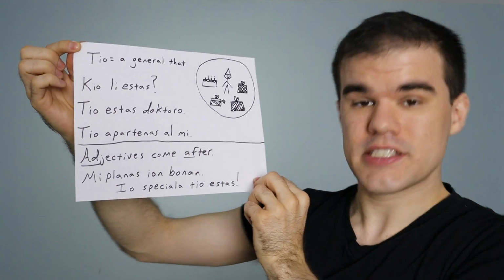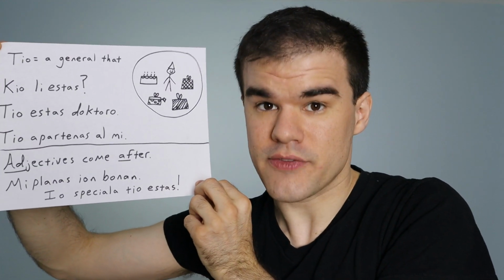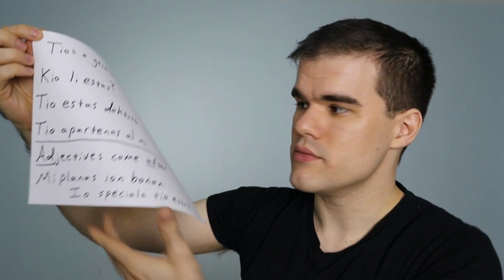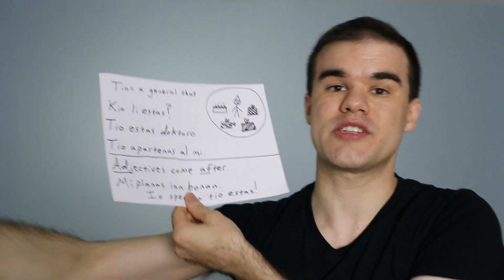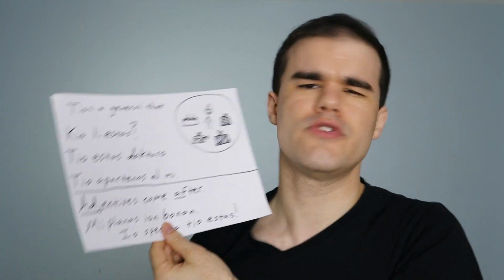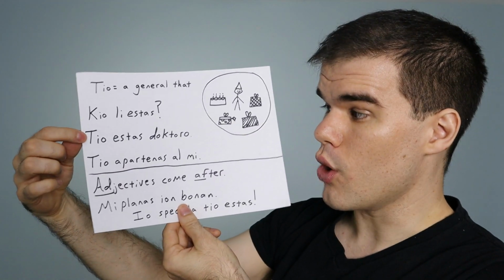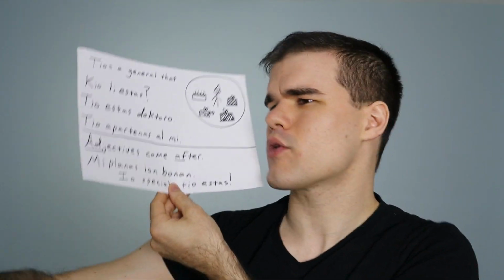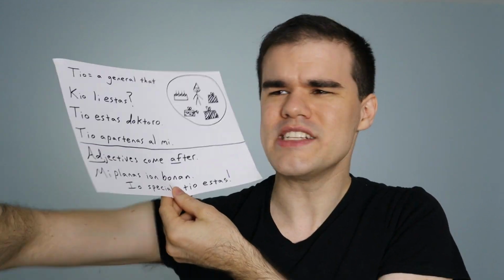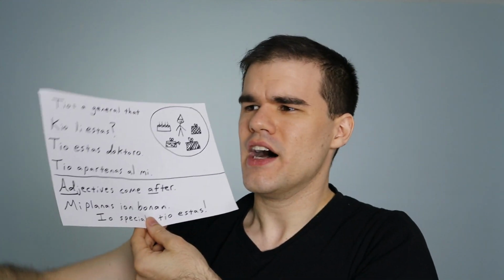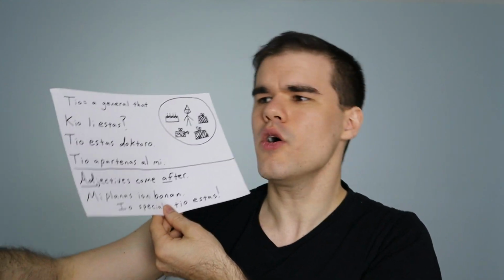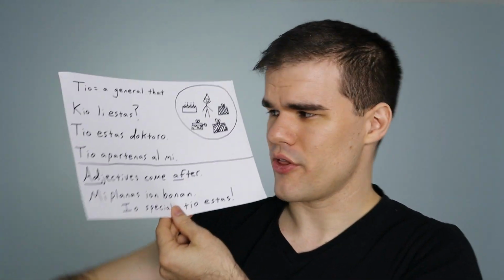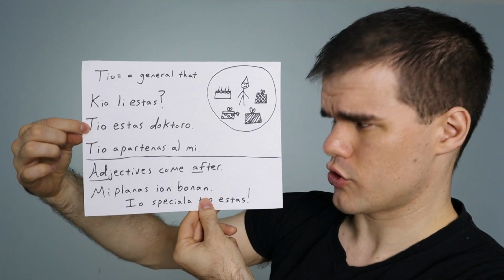Kio li estas. Well, we asked kiu, and then we were asking for a name, but kio li estas, I want a more general thing. I don't want to know that it's Dr. Esperanto. I just want to know, oh, what does he do for a living? Something like that. Oh, tio estas doktoro. Or you could be asking, oh, that strange figure in the background, in the far distance. What is that? Is it a phantom? Is it a ghost? What could that be? Oh, no, that's my brother. Oh, okay, great. So tio is a more general thing. So kio li estas? Tio estas doktoro.